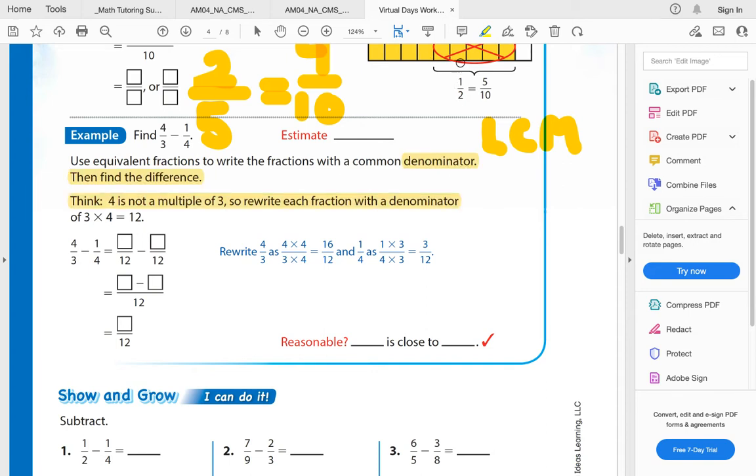Oh, geez, this highlighter is terrible. We'd write 3, 6, 9, 12. And then 4, 8. Okay, it won't let me do it, but 12 is going to be your least common multiple. 12.